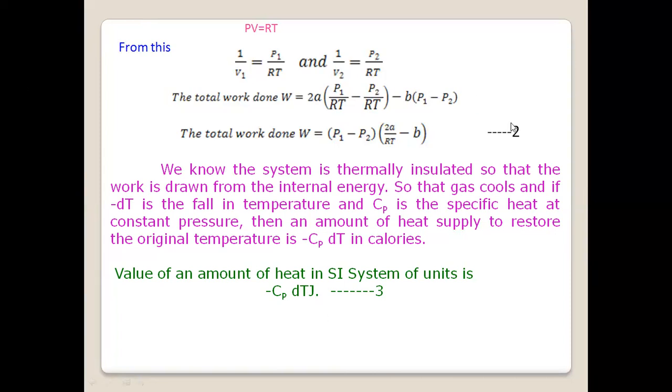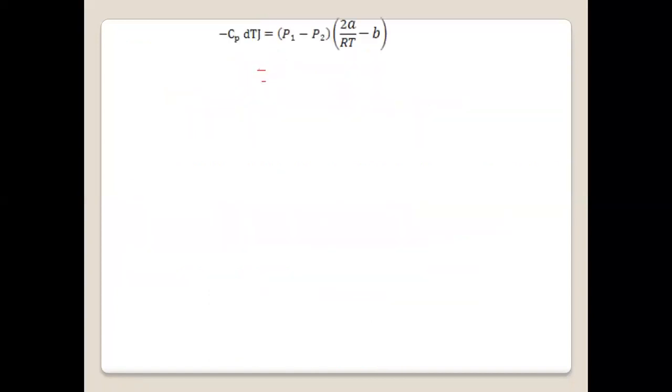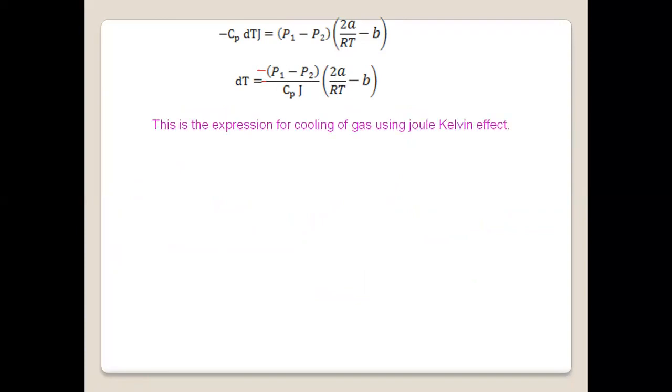Of course, this equation 3 and equation 2 are equal, because this is the work done by the gas and this is the same as that needed to restore the same original temperature. So when the equations are compared, minus Cp dT J is equal to P1 minus P2 into 2a by RT minus b. From this equation, dT is equal to minus P1 minus P2 by Cp J into 2a by RT minus b, where minus shows the temperature decreases. This is the expression for the cooling of gas using the Joule-Kelvin effect.